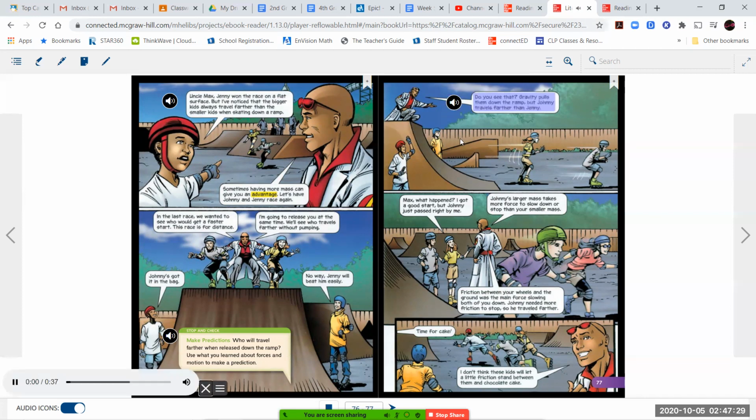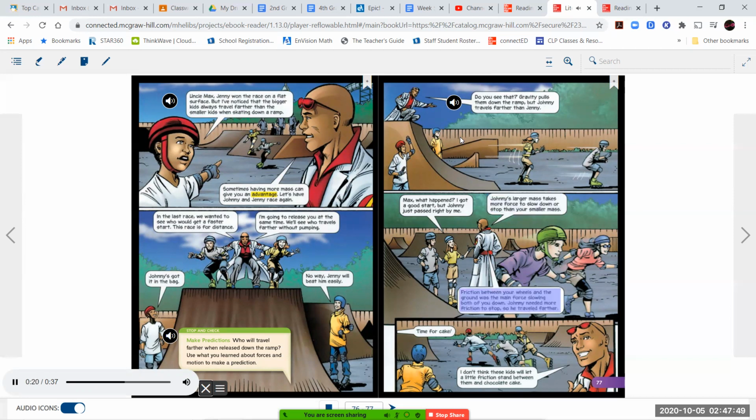Do you see that? Gravity pulls them down the ramp, but Johnny travels farther than Jenny. Max, what happened? I got a good start, but Johnny just passed right by me. Johnny's larger mass takes more force to slow down or stop than your smaller mass.